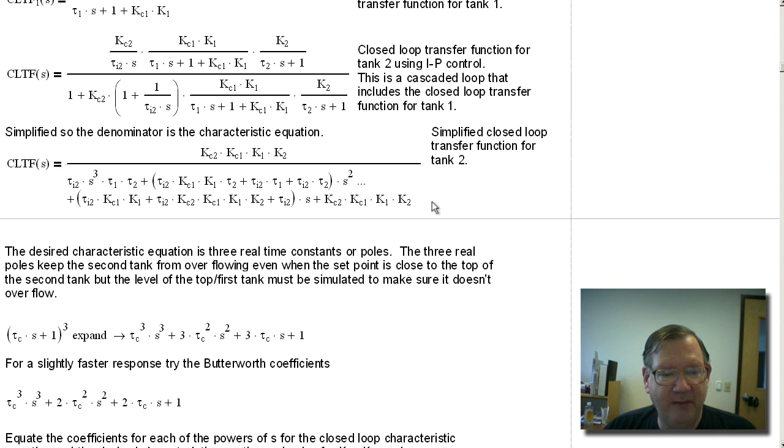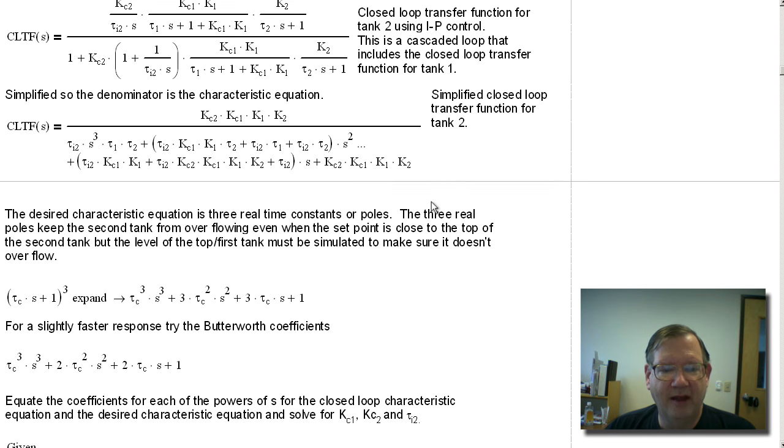And it looks awfully messy because there are 4 variables: the 2 gains and the 2 time constants. Well, actually there's 4 gains here if you add the controller gains.